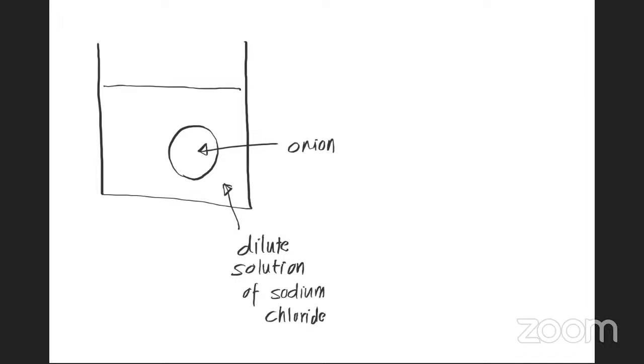Yes, water comes inside. Water enters the onion. The onion gains mass. The outside of the onion is a dilute sodium chloride solution, which has a higher water potential.